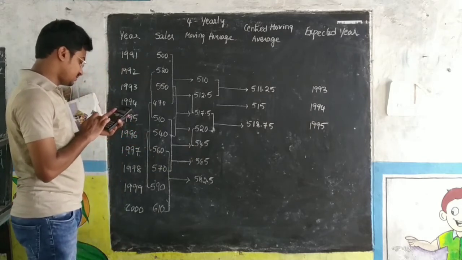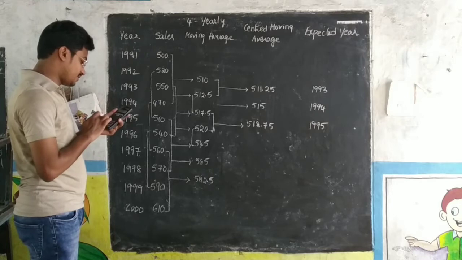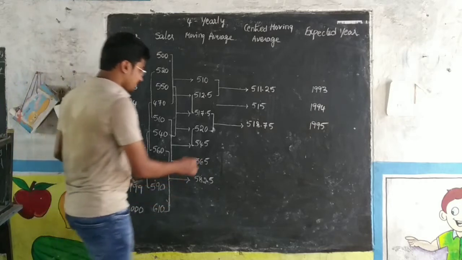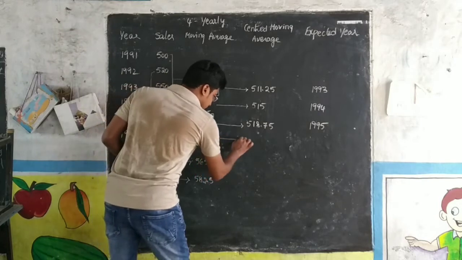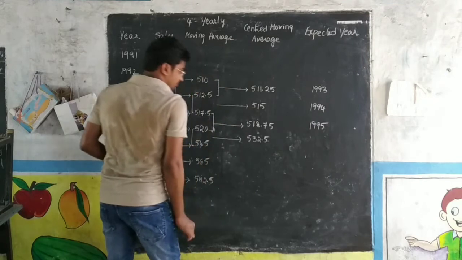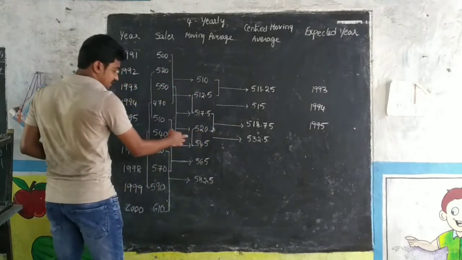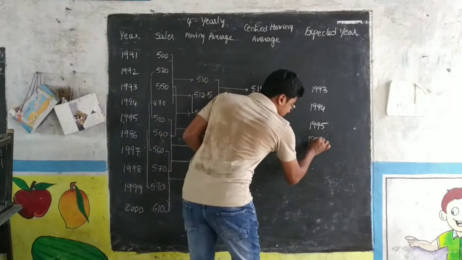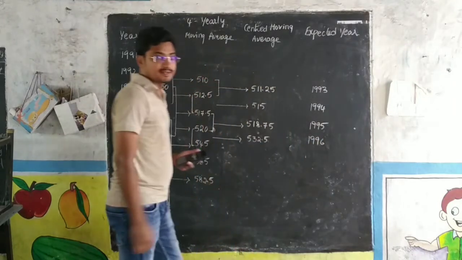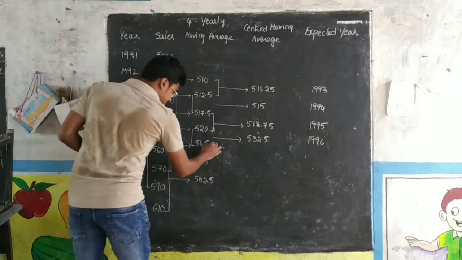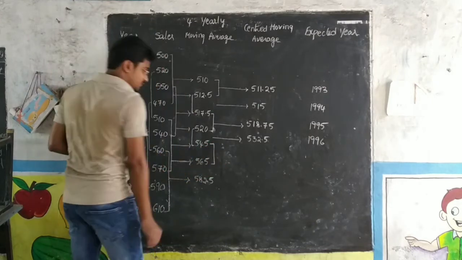520 plus 545 divided by 2 is 532.5. 532.5 coincides with 1996. Next 2 years.